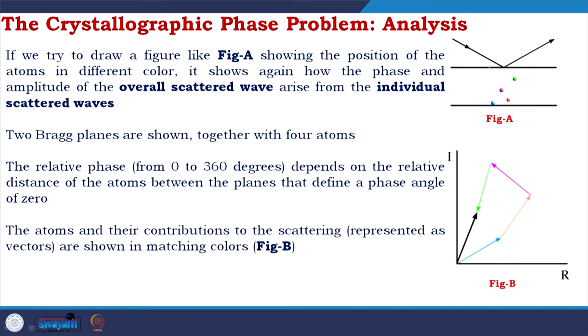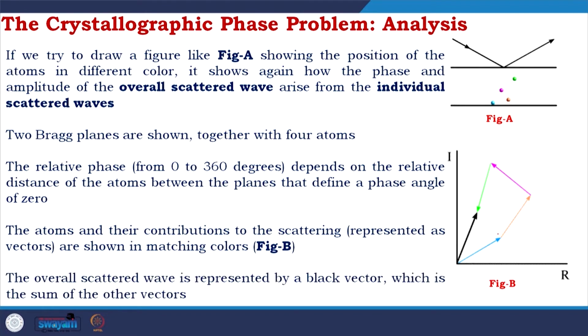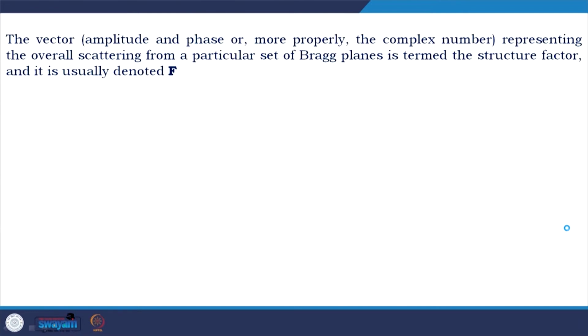If you look at the plot of imaginary and real in figure B, the atoms and their contributions to the scattering are shown in matching colors. So, the pink one is this one, the green one is this one, the orange one is this one, the blue one is this one. The overall scattered wave is represented by a black vector, which is the sum of all the other atoms' vectors. The vector amplitude and phase, or more properly the complex number representing the overall scattering from a particular set of Bragg planes, is termed the structure factor, and it is usually denoted as F in bold, because it is bold to tell you this is a complex number.